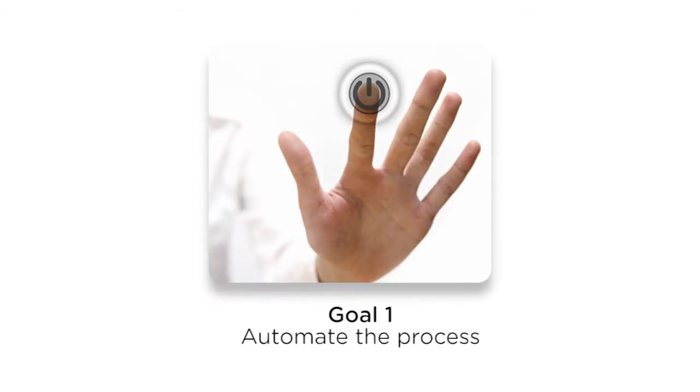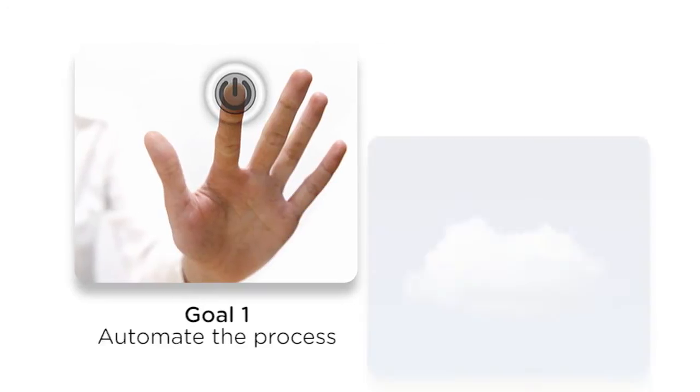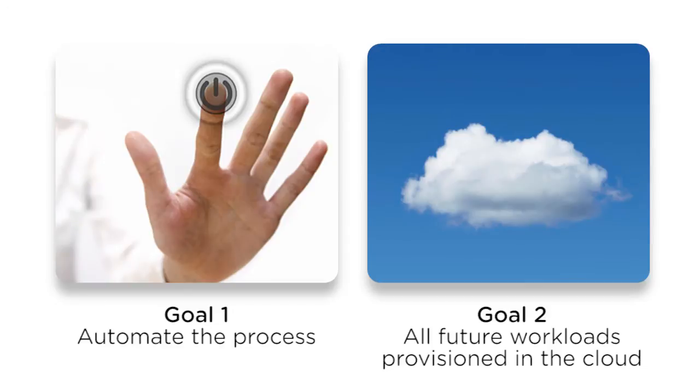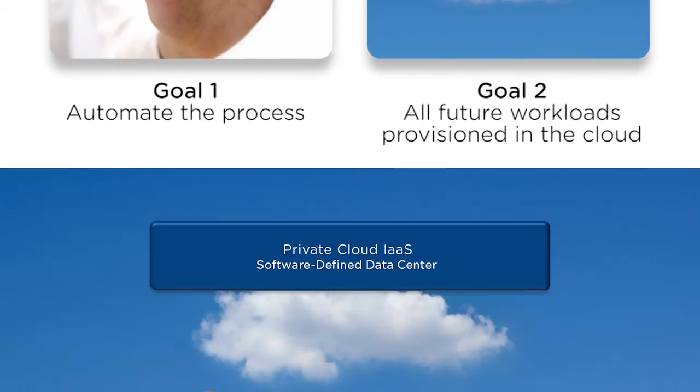The AppOps team set two goals for their project. The first goal was to automate the provisioning and management of all dev test instances with a 24-hour cycle time. And then, once that automation was available, the second goal was to phase out the use of traditional infrastructure and provision all future SDLC workloads in the cloud.